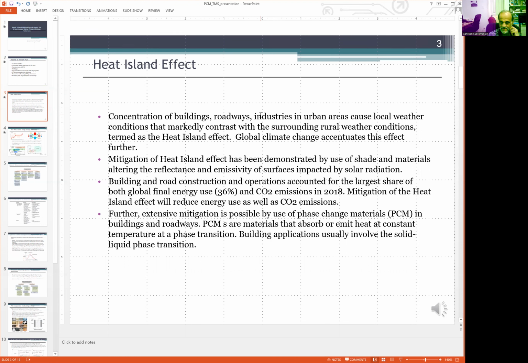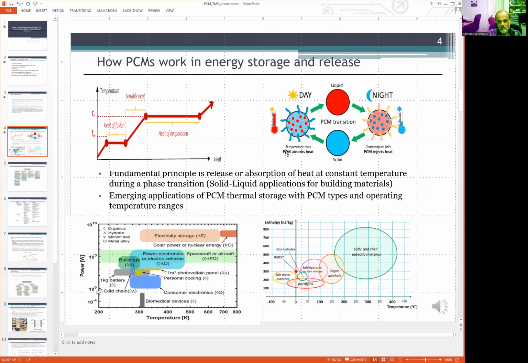PCMs are materials that absorb or emit heat at constant temperature at a phase change or a phase transition. Now, in this talk for building application, we usually talk mainly about the solid liquid phase transition. Now, how do PCMs work in energy storage and release? Basically, PCMs are similar to a battery in terms of storing energy.